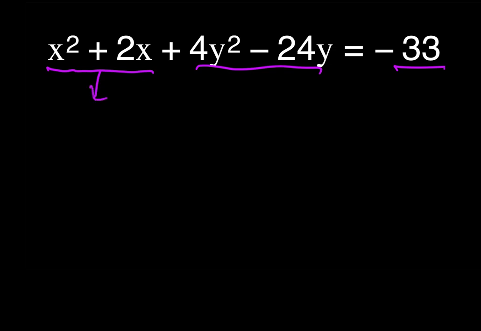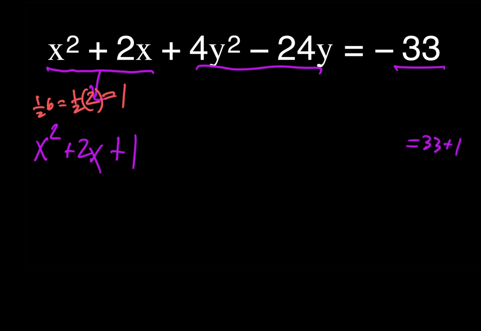I'm going to bring this one down, x squared plus 2x, and then I'm going to do like I did on the other one. Half of b, which is half of 2, which is 1, square it. Well, 1 squared is 1. Add it to that side. Over here, I'll have 33 plus 1. I'm going to bring this one down.